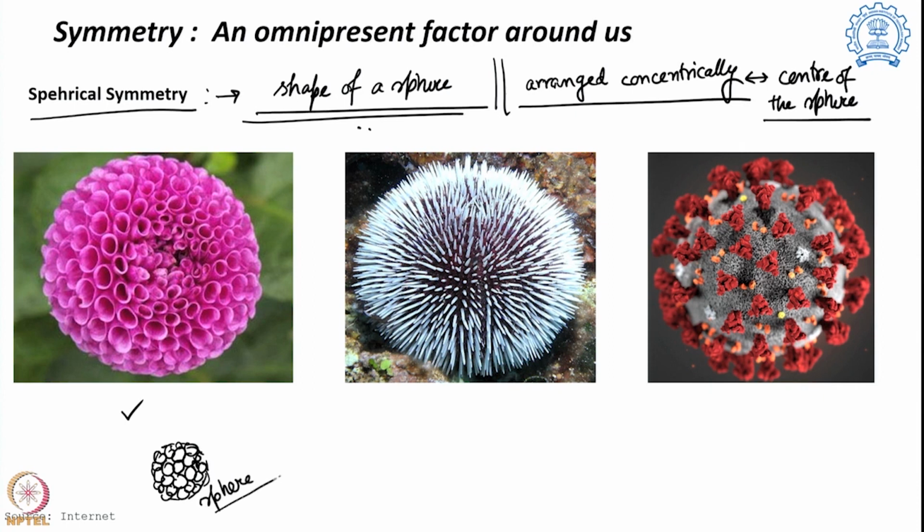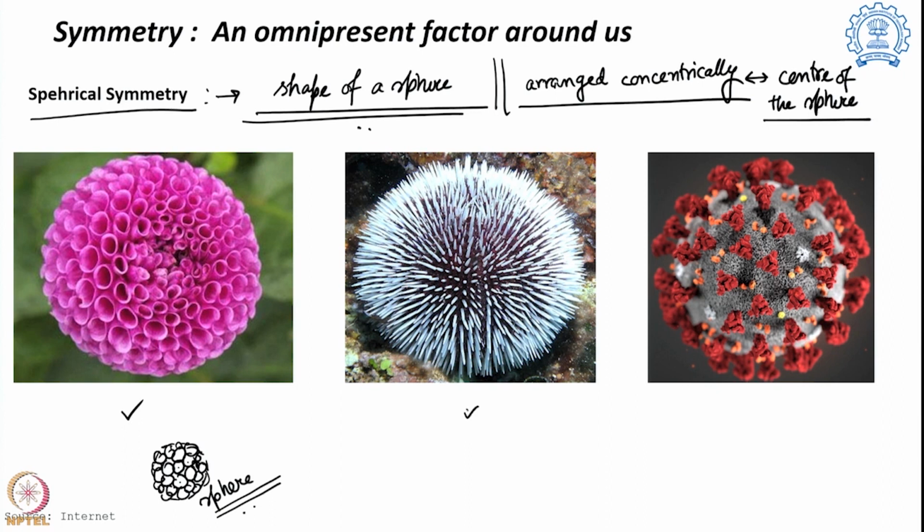So, the presence of this spherical shape is actually bringing me the spherical symmetry, and along with that we have all these petals which are actually arranged in a particular orientation from the center of the circle. So, that is why it is known as the spherical symmetry.